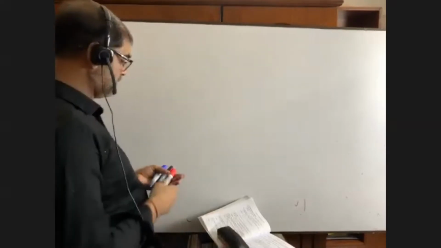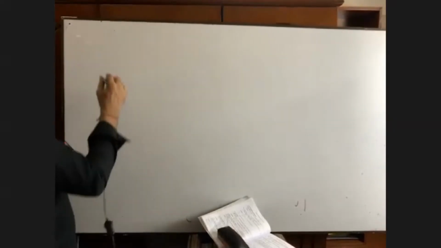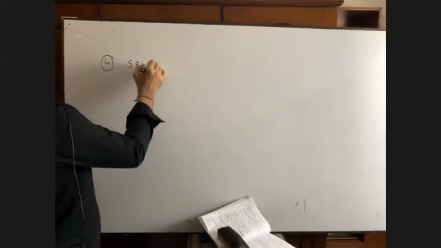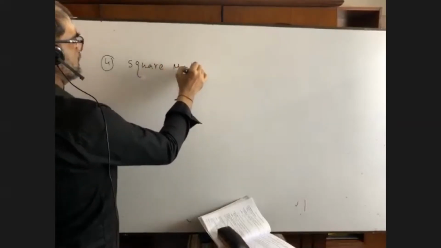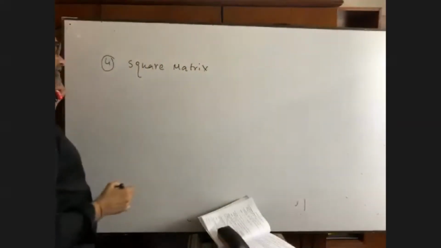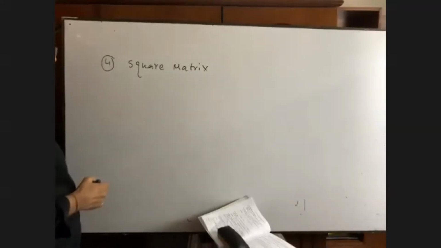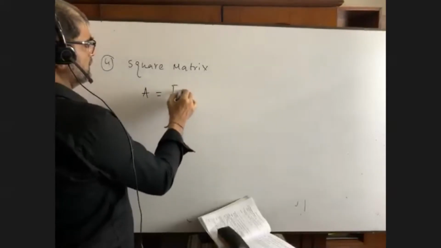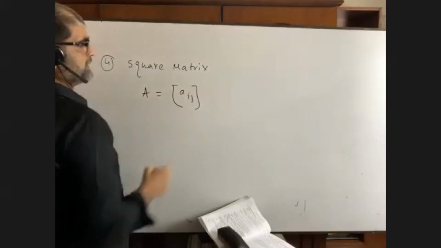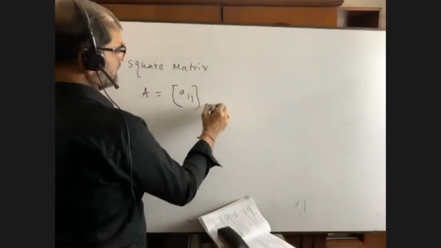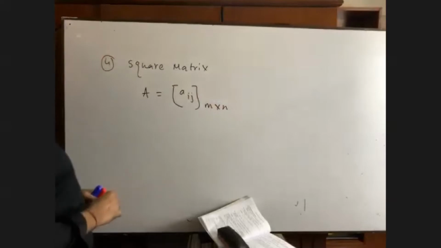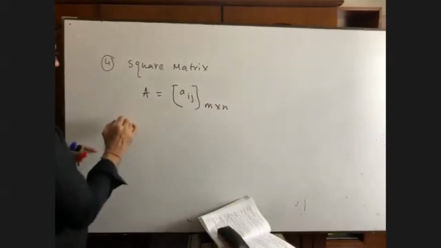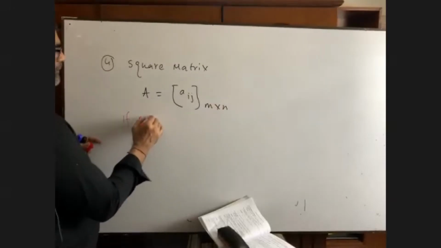By this way, that day I told you about square matrix. You write down number 4, square matrix. It is very easy and simple. A matrix of the same order, same row and same column. A is equal to Aij. What is meant by this? Suppose it is M into N. Is it the formula? M into N.